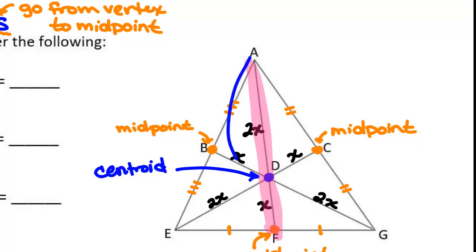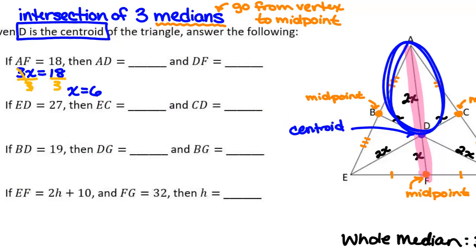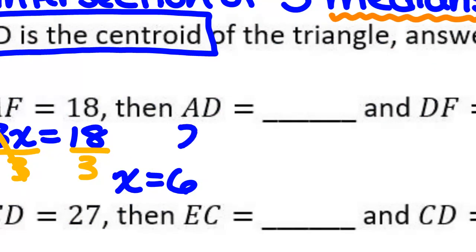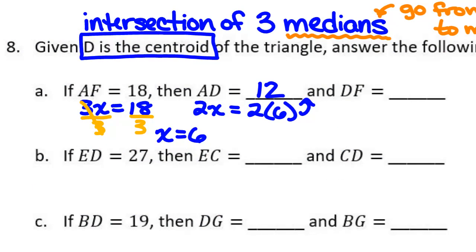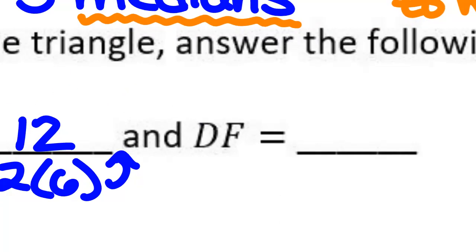The distance from A to D right here, how many x's is that? 2x. So 2x would be 2 times 6. You're right, that would be 12. And so then the distance from D to F would be how big? 6, because that would be x.